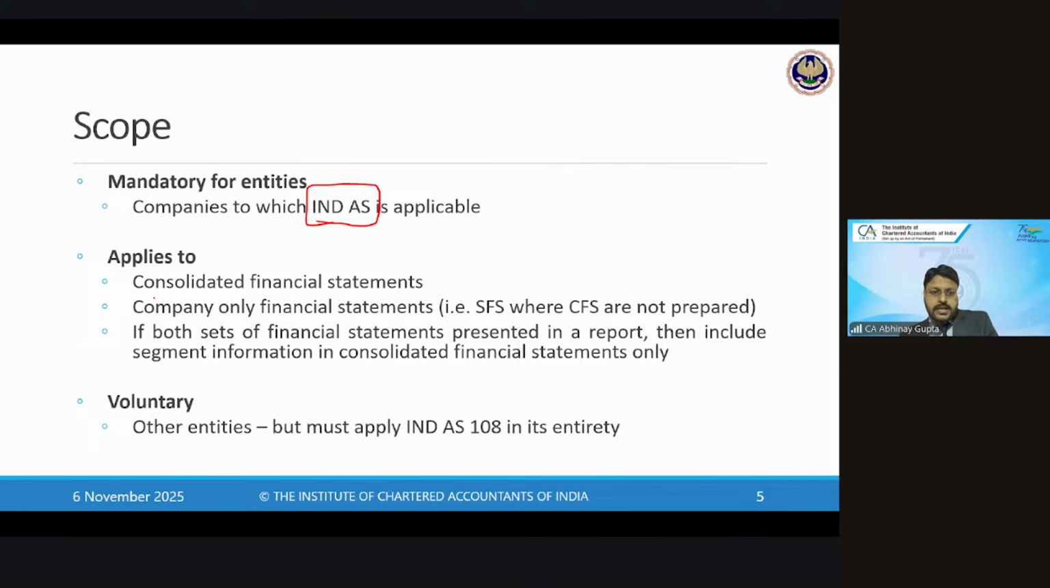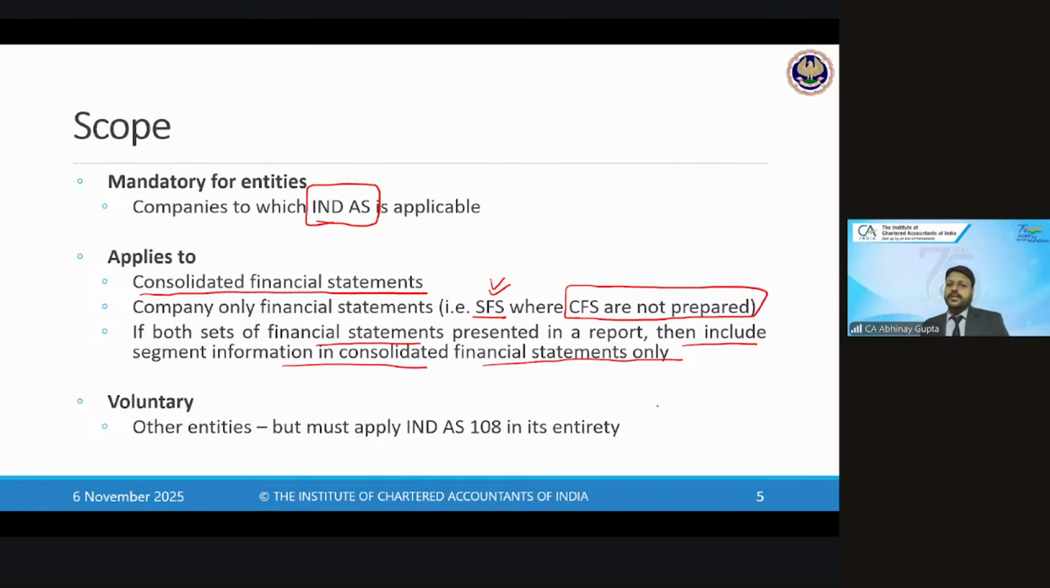So the standard applies to consolidated financial statements if consolidated financial statements are being prepared. If the CFS is not prepared, then the information is to be included in the SFS, the separate financial statements. So if CFS is not prepared, then SFS is mandatory. If CFS is prepared, then in CFS it is mandatory. Is that clear? If both sets of financial statements are prepared, SFS as well as CFS, then include segment information in the consolidated financial statements only, right? So in the CFS it is mandatorily required. If CFS is not prepared, then it is required to be included in the SFS.